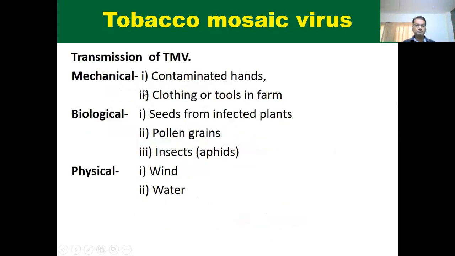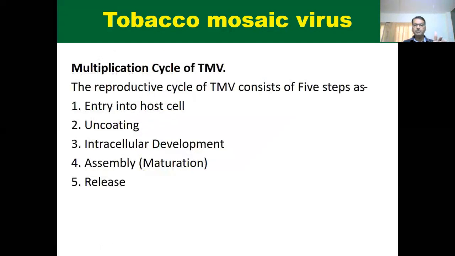Now the transmission takes place by mechanical, biological, and physical means. Mechanical through agricultural tools, biologically through seeds and pollen grains, and physically through winds and water. So transmission is the transfer of this virus from an infected plant to a healthy plant. These are the three ways of transmission: mechanical, biological, and physical.